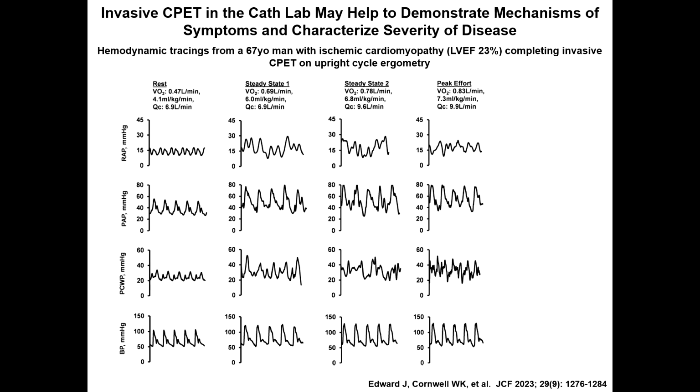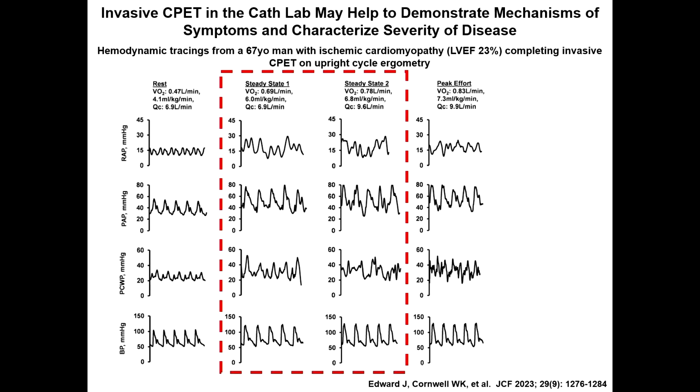This is one final example of this, which I always like to point out. This is from a paper in JCF that came out last year. A 67-year-old man with an ejection fraction of 23%, who we had in our lab undergo hemodynamic assessment during rest, which you see on the left, 2 levels of submaximal exercise, and then peak effort. And then we're looking at right atrial pressure, PA pressure, wedge, and blood pressure.